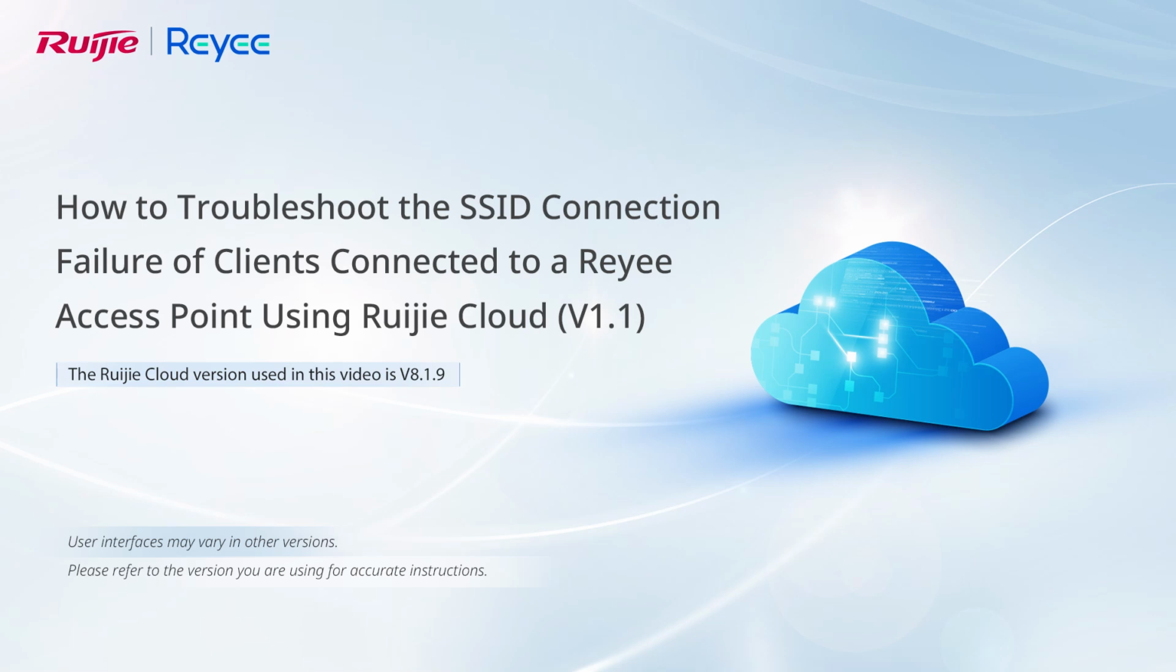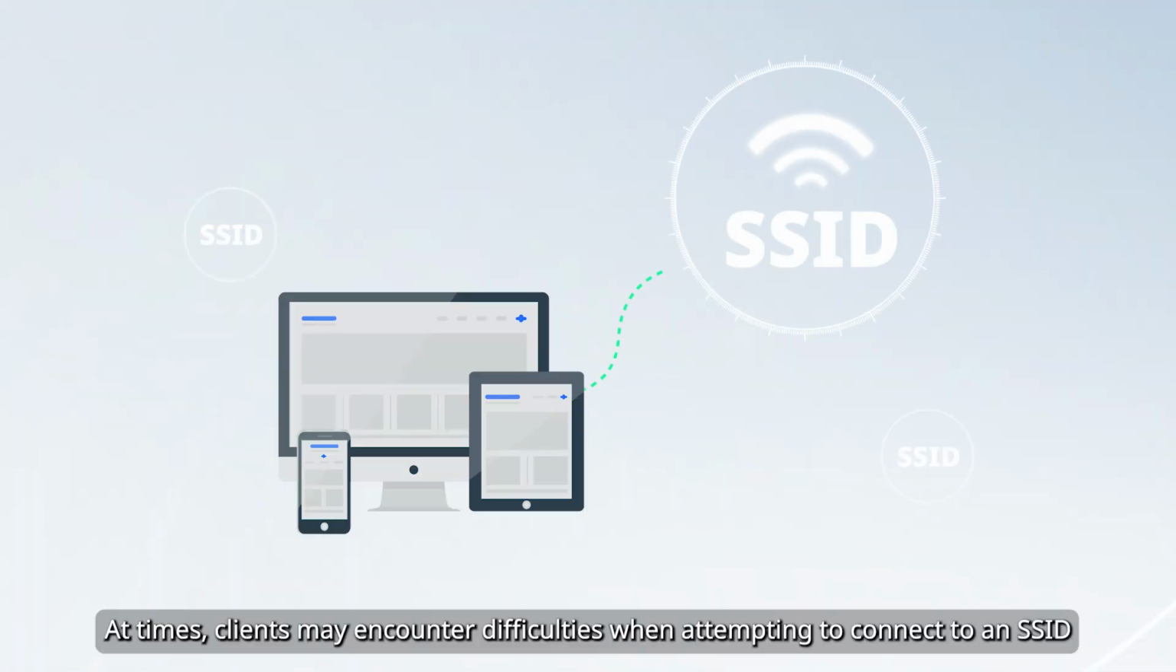This video introduces how to troubleshoot the SSID connection failure of clients connected to a Reyee access point. At times, clients may encounter difficulties when attempting to connect to an SSID.